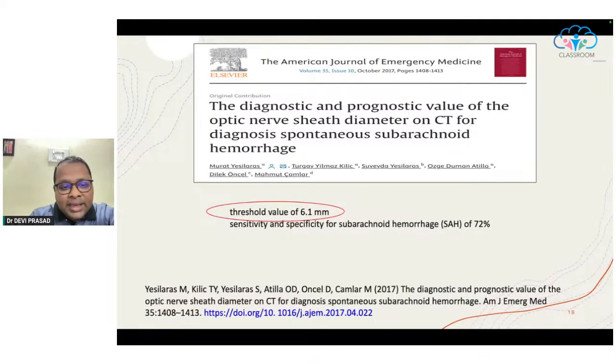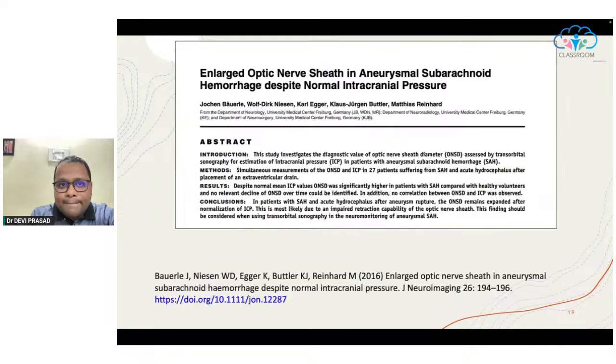So the next was by Yesilaras, in which the diagnostic and prognostic value of the optic nerve sheath diameter on CT for diagnosis of spontaneous subarachnoid hemorrhage was studied, and in this study they found a threshold value of 6.1 with a sensitivity and specificity of around 72%.